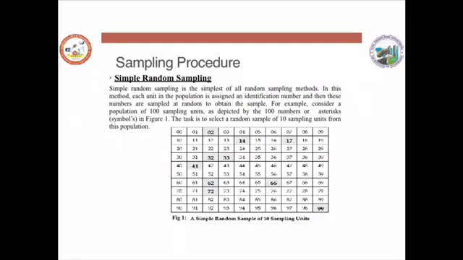So what we have to do is, you can see here we have a population of size 100. When simple random sampling is done, all the units have to be assigned some particular value, and you have to arrange them all in ascending or descending order. There has to be a systematic arrangement of all the population units.